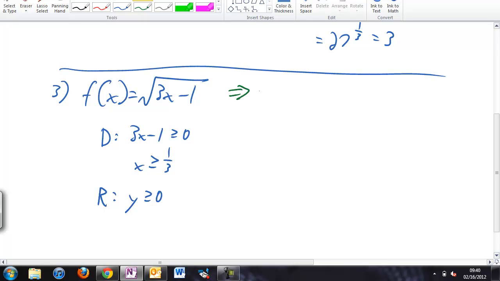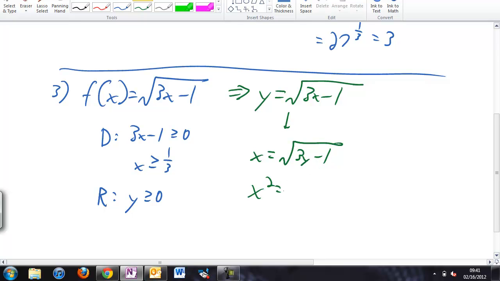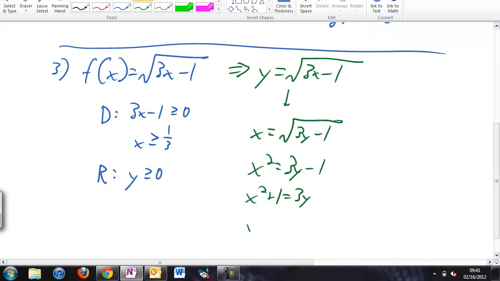If we take this function and change it to y is equal to the square root of 3x minus 1, we find inverse functions by switching the x and the y. We can change that to x is equal to the square root of 3y minus 1 and solve for y. Let's square both sides of the equation to get x squared is equal to 3y minus 1. Add 1 to both sides to get x squared plus 1 is equal to 3y. Divide both sides by 3 to get y is equal to 1/3 x squared plus 1/3.